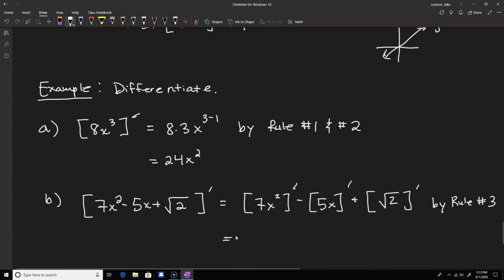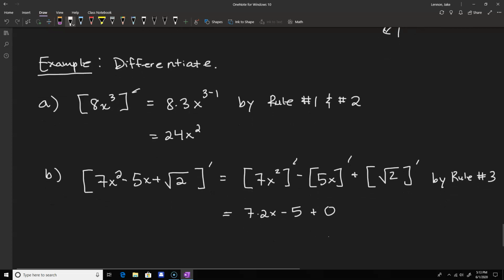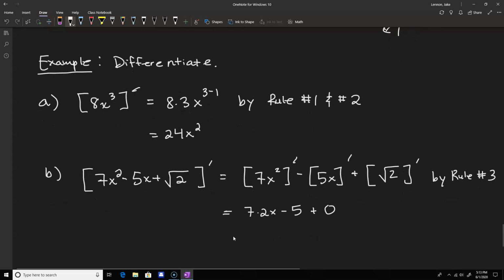And by rules number 1 and 2, the derivative of x squared would be 2 times x. So this would be 7 times 2x. The derivative of minus 5x would actually be special case number 2. So that would just be minus 5. And remember, square root of 2 is just a number. There's no x anywhere, so it's not a function of x. Therefore, we're just taking the derivative of a constant. So that's actually special case rule number 1. So this just comes out to 14x minus 5.